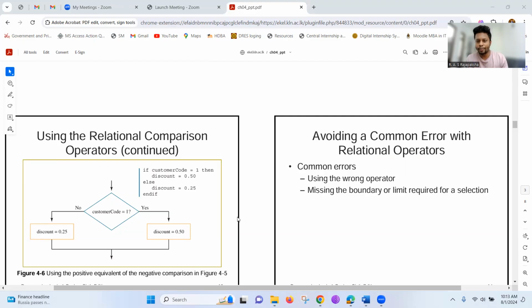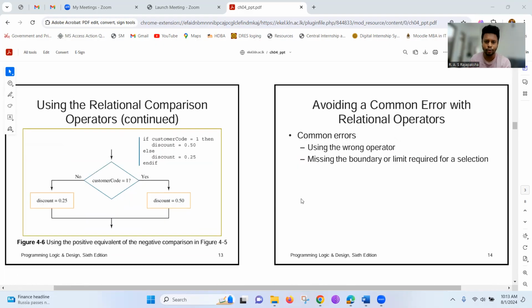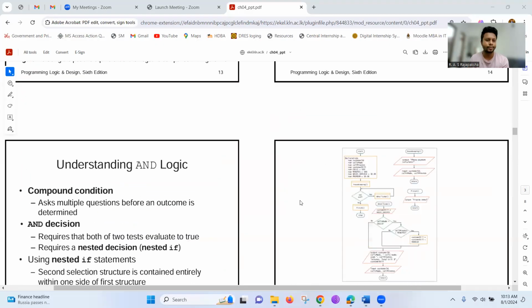Then using the boundary or limits required for the selection: not equal sign, then equal or greater than, less than, no equal. Then we need to decide the exact limits. Sometimes when you are going to decide the boundary levels, you can get wrong answers, right? It will direct you to wrong answers. So at these two points, you need to pay more attention, right?